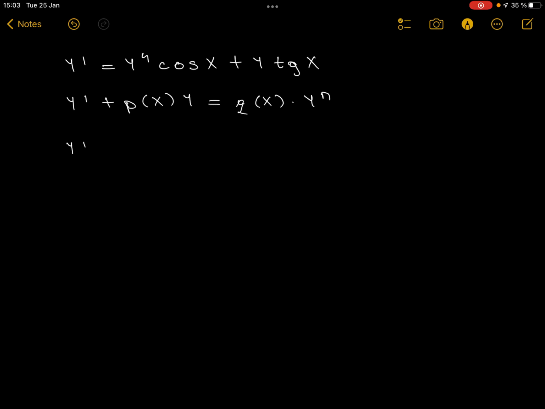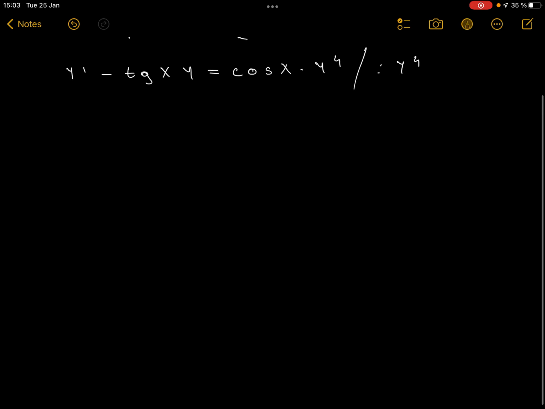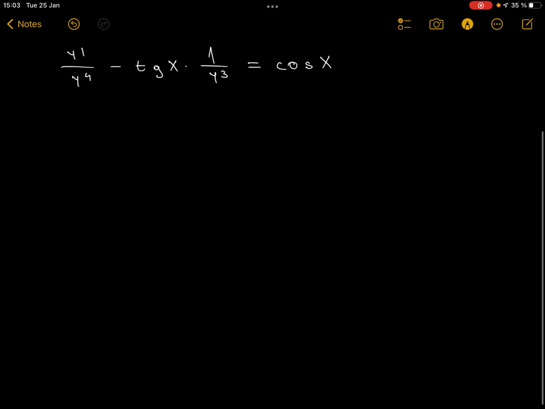In this example, we're going to have that y prime minus tangent x times y is equal to cosine x times y to the fourth power. Then we're going to divide both sides by y to the fourth. So y prime over y to the fourth power is equal to minus tangent x times y over y to the fourth power, which is the same as 1 over y to the third power, is equal to cosine x.